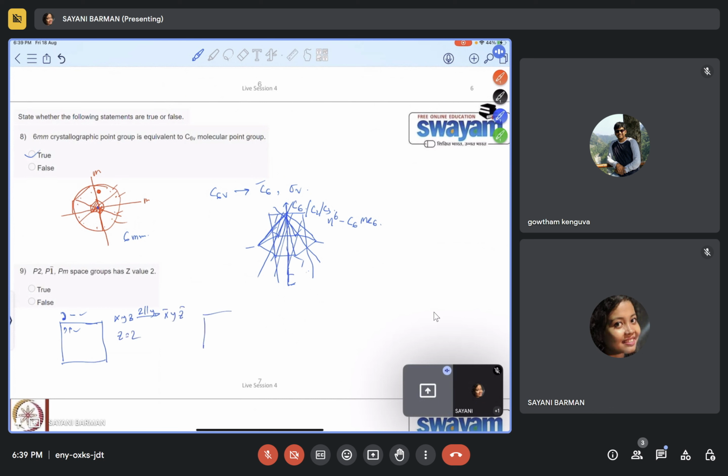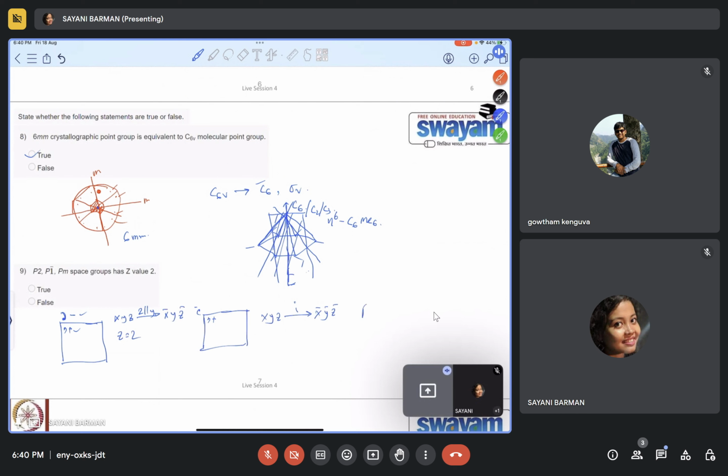Now the second one is P1 bar, just one inversion. If this is the point, so there is your inversion, right? So it will be x y z. Inversion means it will be all inverted, right?